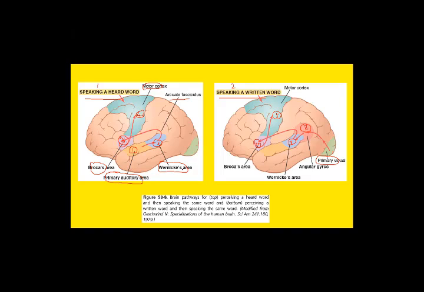We will resume our discussion on aphasia from here tomorrow, inshallah. We will discuss the different types of aphasia: Wernicke's aphasia, Broca's aphasia, global aphasia. Inshallah, we will continue from here tomorrow. Thank you very much. Allah Hafiz.